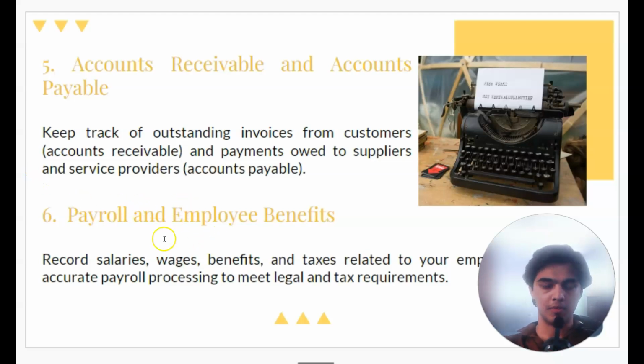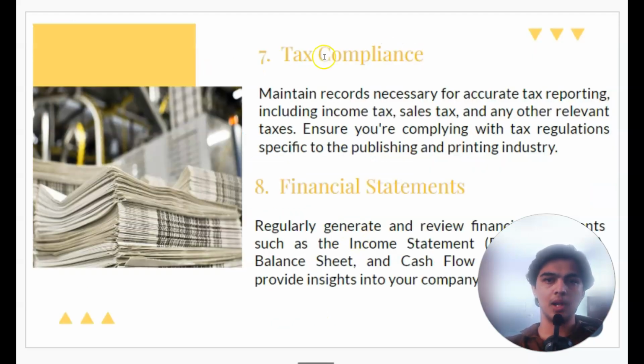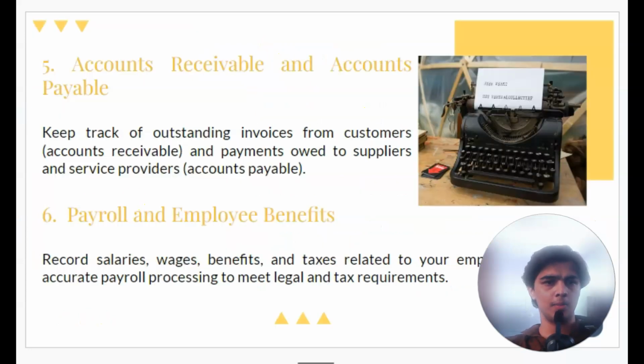Payroll and employee benefits. In payroll and employee benefits, you have to track the salaries and wages of your employees, and if they are working overtime, that too. And if they have any benefits or perks, you have to record all these things, to ensure that you do accurate payroll processing to meet your legal and tax requirements. Okay, so now we have talked about payroll and employee benefits.